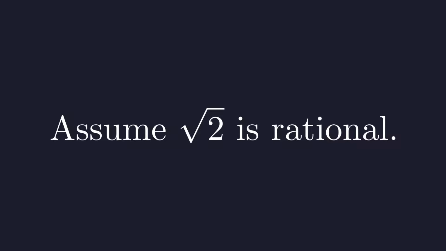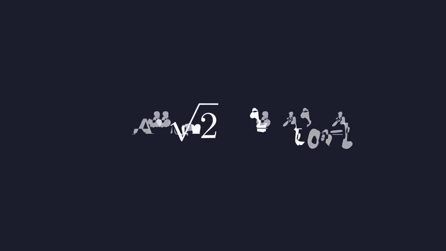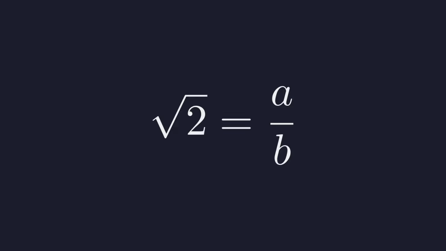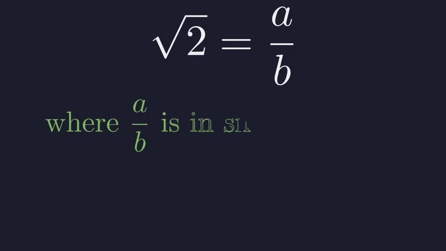By definition, a rational number is any number that can be expressed as a fraction of two integers. Therefore, we can write the square root of 2 as a fraction, a divided by b, where a and b are integers, and b is not 0. Now, for the most critical part of our assumption, we state that this fraction is in its simplest form. This means a and b have no common factors other than 1. Their greatest common divisor is 1.